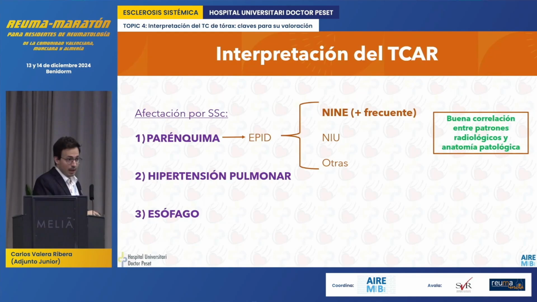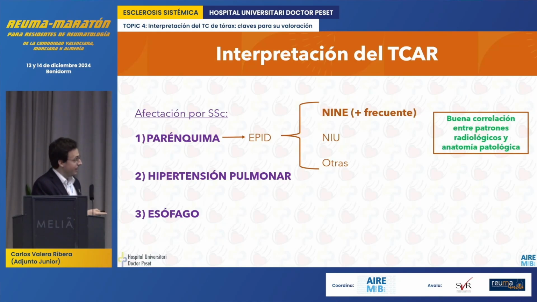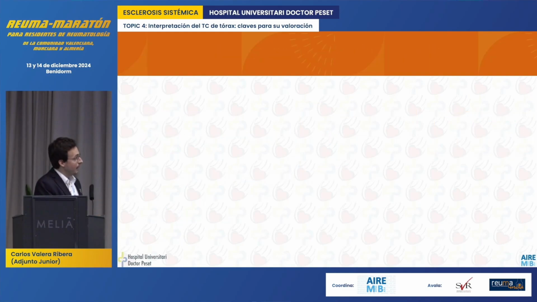Parenchyma, signs of pulmonary hypertension, and the esophagus. Within the parenchyma, mainly looking for NSIP, but also other findings that we'll go over. NSIP being the most common. Remember that NSIP, UIP, and all these patterns are not actually radiological patterns. They are histological patterns, histological alterations that correlate very well with radiological findings. And that's why we use them in daily practice interchangeably. But really, it's because radiologically, they correlate very well with pathological anatomy.